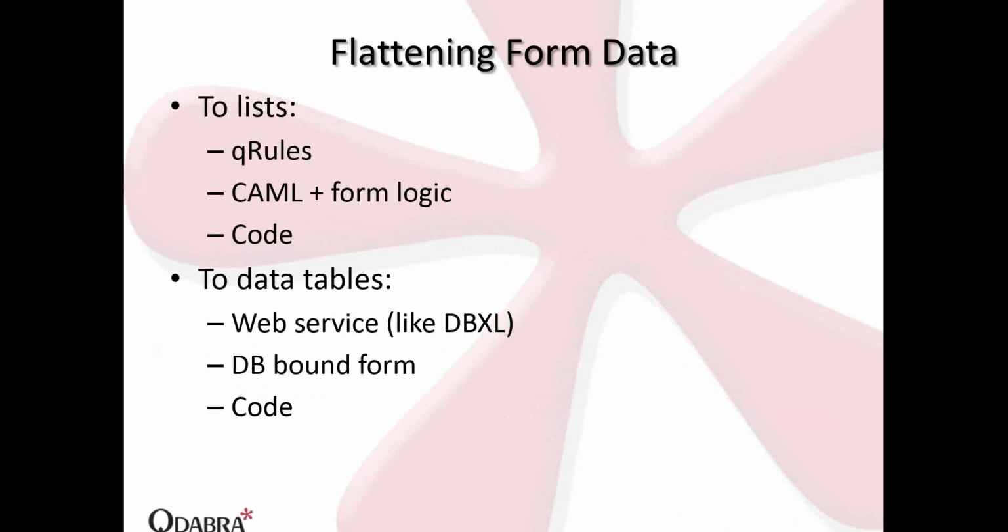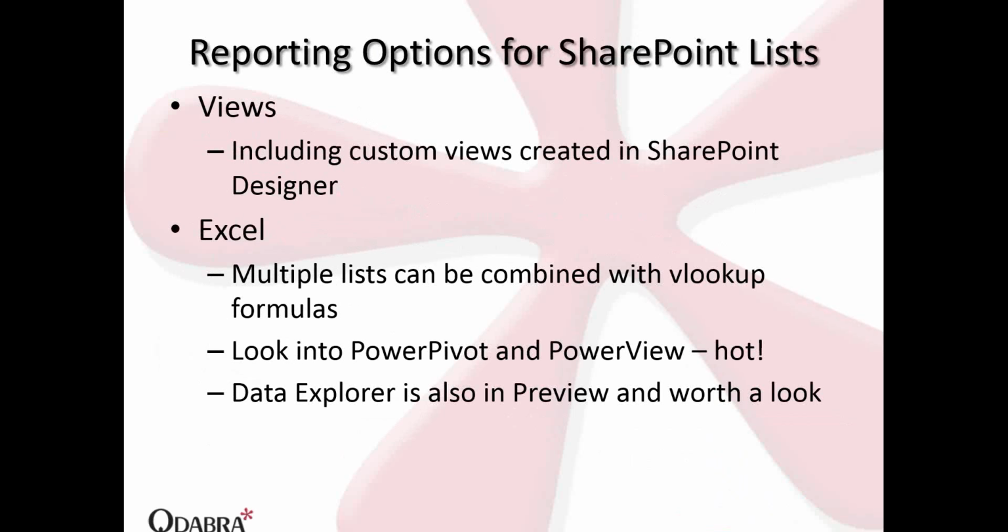So flattening out that form data, we've got different options. We talked about them at the beginning of May in our webinar. You can flatten things out to lists using Q rules or your own CAML or your own code. You can send things out to data tables. The important thing is really whatever methodology you take, if you have repeating data or nested repeating data inside of an InfoPath form, in order to do effective reporting, you're going to most likely need to get it out of there. There are ways and tools for reporting off of the XML directly, but they tend to be pretty complex, and it's oftentimes simpler just to get your data flattened out.